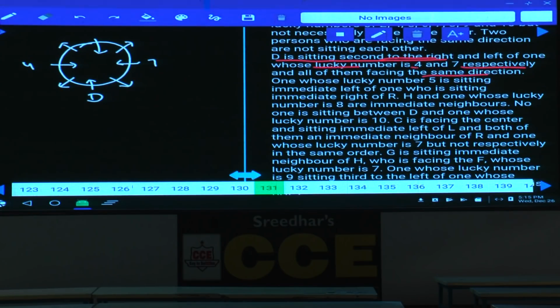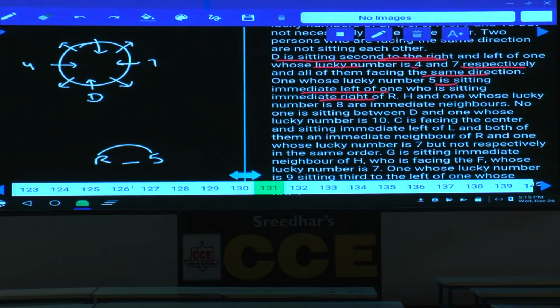Immediate right-hand side of R there is one person. And to that person's immediate left will be 5. Isn't it? That means R and 5 are facing the same direction or not, tell me. Yes, because these two persons are alternate. R and 5 are in the same direction. 5 is sitting immediate left of the one who is seated to the immediate right of R.